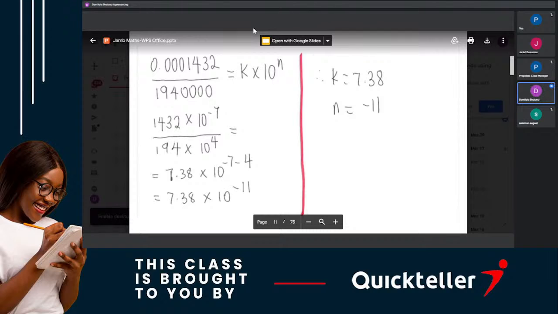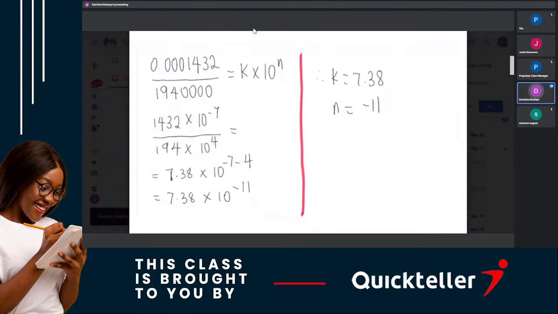So 1432 divided by 194, that gave me 7.38. Then 10 to the power minus 7 divided by 10 to the power 4. Division will lead to subtraction when you are dividing. It will become 10 to the power minus 7 minus 4, and that will give me 7.38 times 10 to the power minus 11. And that is already in standard form, because in standard form, the point must be behind the first number. That becomes 7.38 times 10 to the power minus 11.